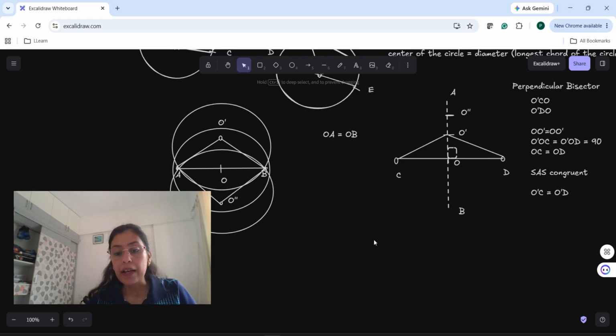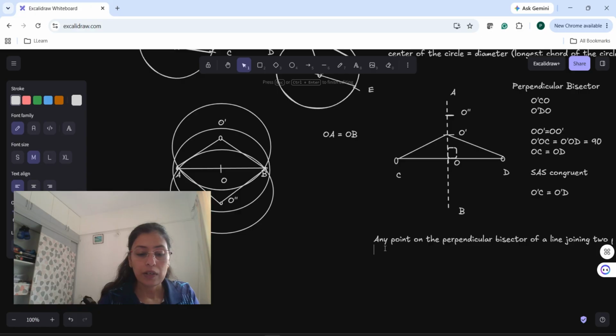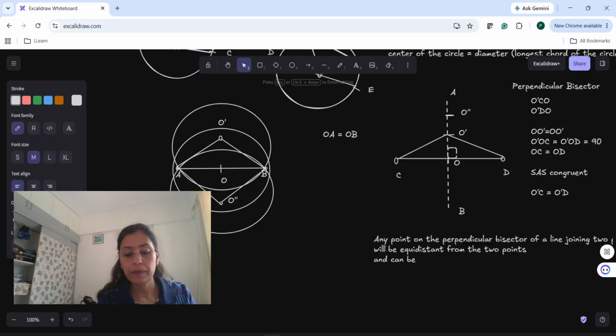So any point on the perpendicular bisector of a line joining two points will be equidistant from the 2 points and can be used as a center to make a circle passing through the 2 points.